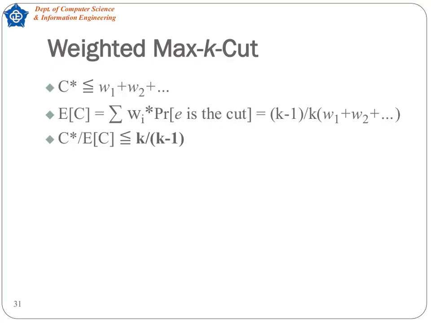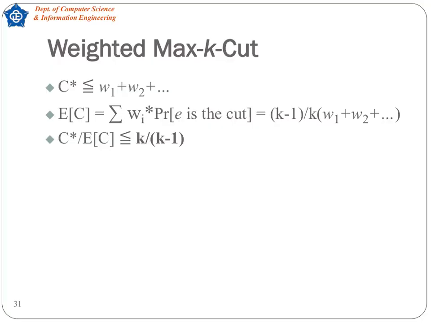First, let's consider C star, which represents the optimal weighted k-cut. We can see it's bounded by an important inequality. C star is less than or equal to the sum of all individual edge weights, W1 plus W2, and so on. This gives us a clear upper bound for the maximum possible cut value we could achieve.